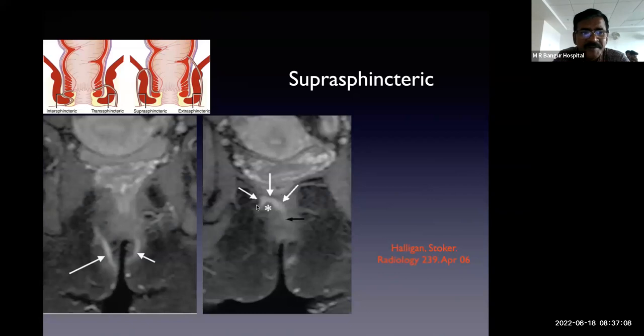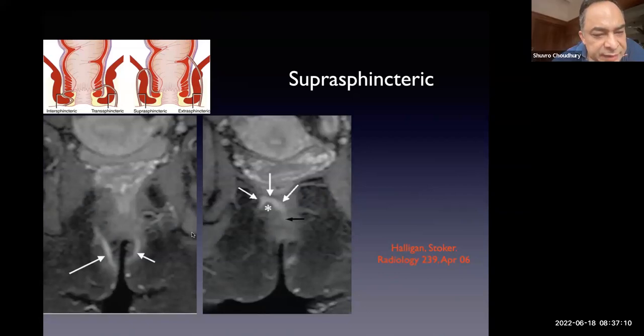How to make out the levator plate in the film? You can see the levator plate very well. The levator plate will be at this level here.